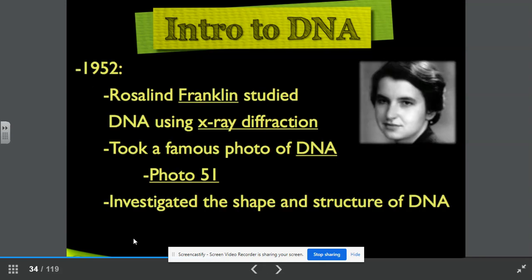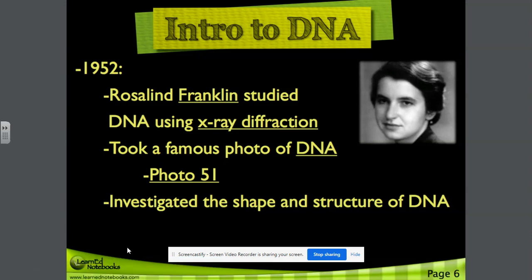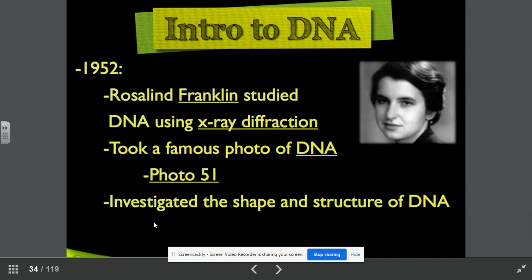In 1952, Rosalind Franklin studied DNA using X-ray diffraction. She took a famous photo of DNA, and it's called Photo 51. You are welcome and encouraged to use a search engine to look up Photo 51 and see the interesting discovery that she made. She was able to investigate the shape and structure of DNA.